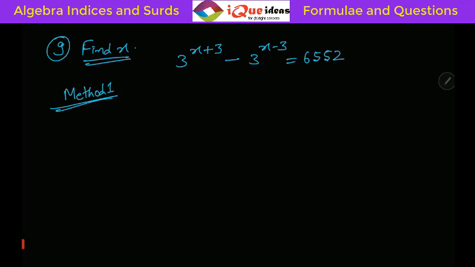Let's see. One thing is very clear. This value is larger. This value is smaller. Also both of these are powers of 3 and the difference is 6552. That means the first number has to be more than 6552.